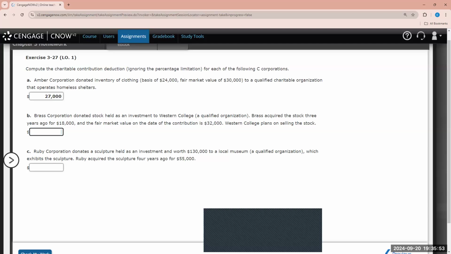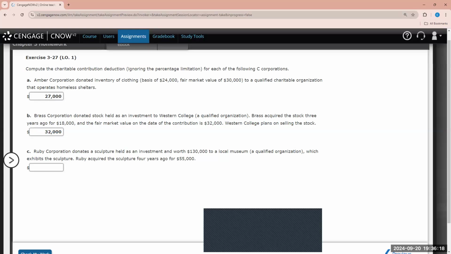So Brass Corporation is contributing capital gain property, thus the deduction amount is the property's fair market value. Stock is considered intangible personal property, so the qualified organization's use of the stock, however they want to use it, really doesn't matter. Therefore, in this example, they report $32,000.